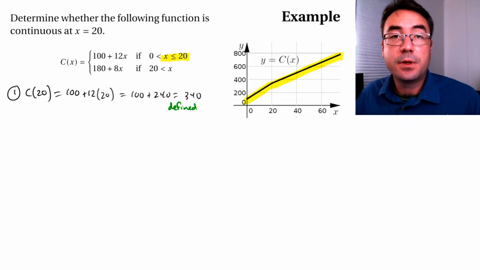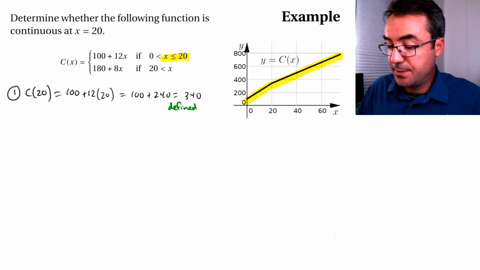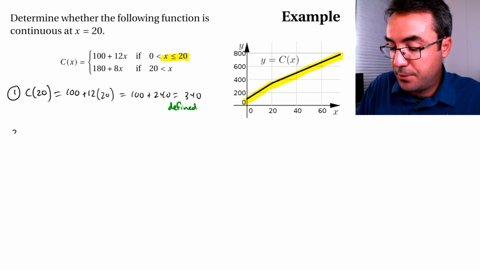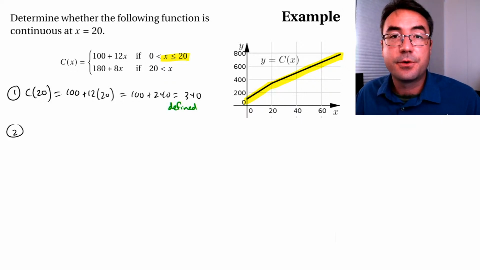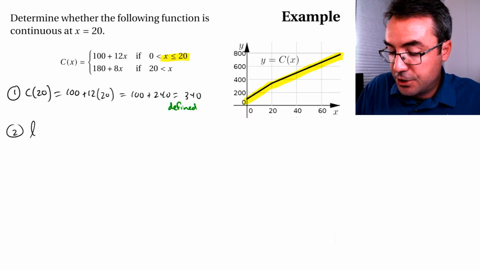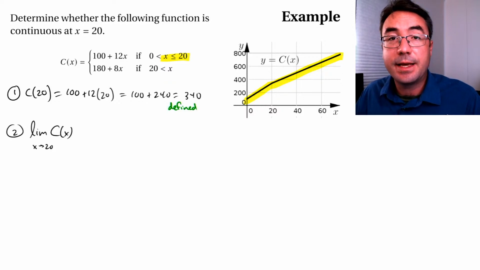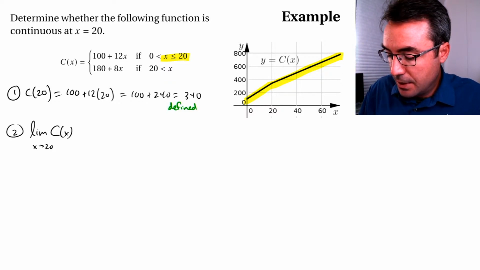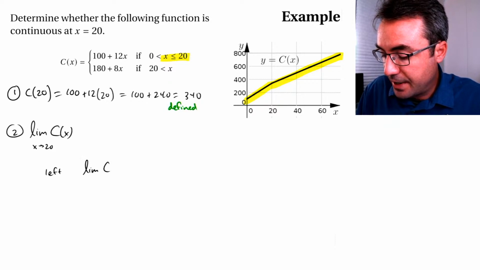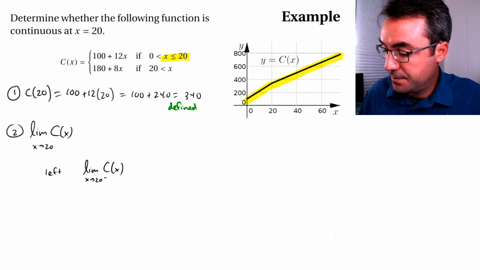Next, we need to worry about the limit. And so this is sort of similar to that example we had just looked at for doing limits of piecewise functions. And so what we want to check is the limit of our function c of x as x approaches 20. And in order to do this, we have to consider both the left and the right-hand limits. So let's do our left-hand limit first. We're going to do the limit of c of x as x approaches 20 from the left.